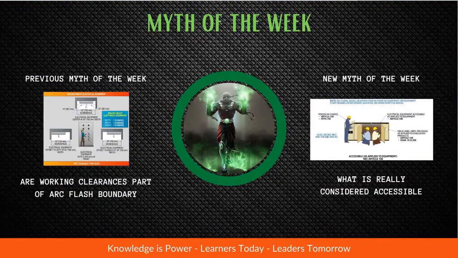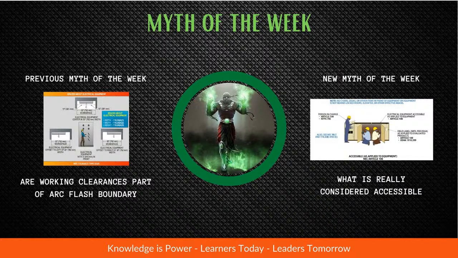We got some really good stuff on here. Last week we covered the working clearances part of an arc flash boundary. What are the differences between the two? And this week we're going to look at what is really considered accessible. Now, when I started looking at this, I started sort of thinking we have a lot of different illustrations, but we have a few that talk about accessibility and readily accessible and things like that. But there are so many different areas we could look at when we were addressing this.